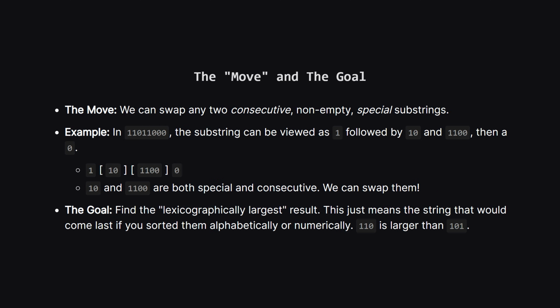Okay, now for the main operation, the move. We can find two special substrings that are right next to each other and just swap their positions. The key takeaway here is that since we can do this as many times as we want, it's like having a set of special blocks that we can reorder in any way we choose. So to get the biggest final string, we need to arrange these blocks in descending order.